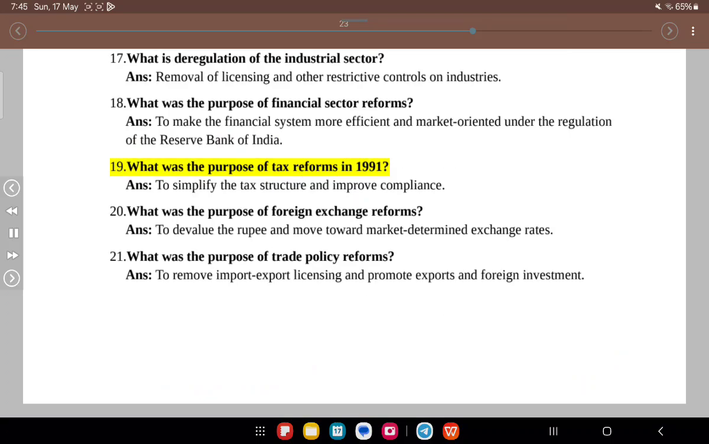19. What was the purpose of tax reforms in 1991? Ans. To simplify the tax structure and improve compliance. 20. What was the purpose of foreign exchange reforms? Ans. To devalue the rupee and move toward market-determined exchange rates. 21. What was the purpose of trade policy reforms? Ans. To remove import-export licensing and promote exports and foreign investment.